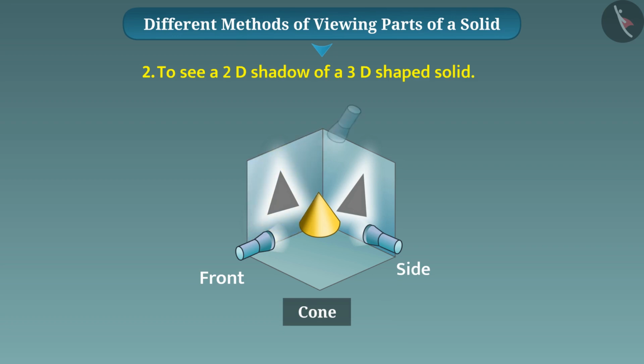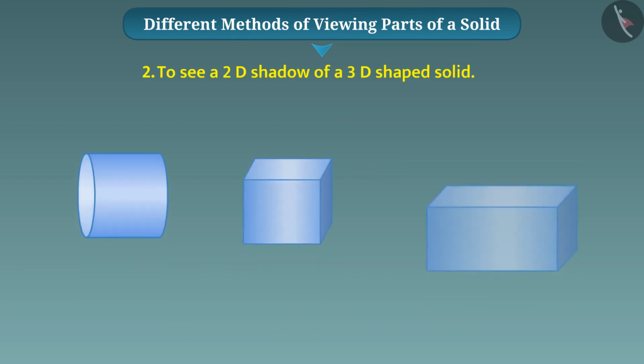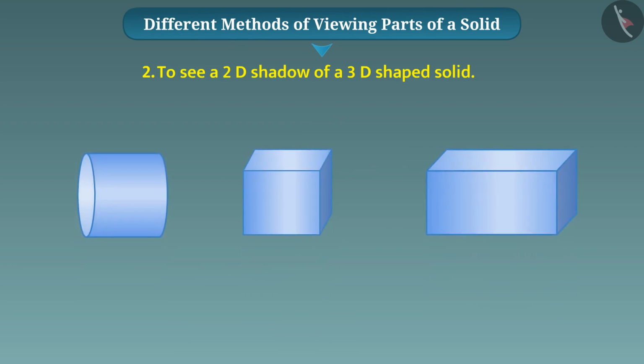Similarly, if a light is placed just above the cone and the screen is placed below, a circular shaped shadow is obtained on the screen. In the same way, you practice the shadow of different objects and draw rough shapes in your notebook.